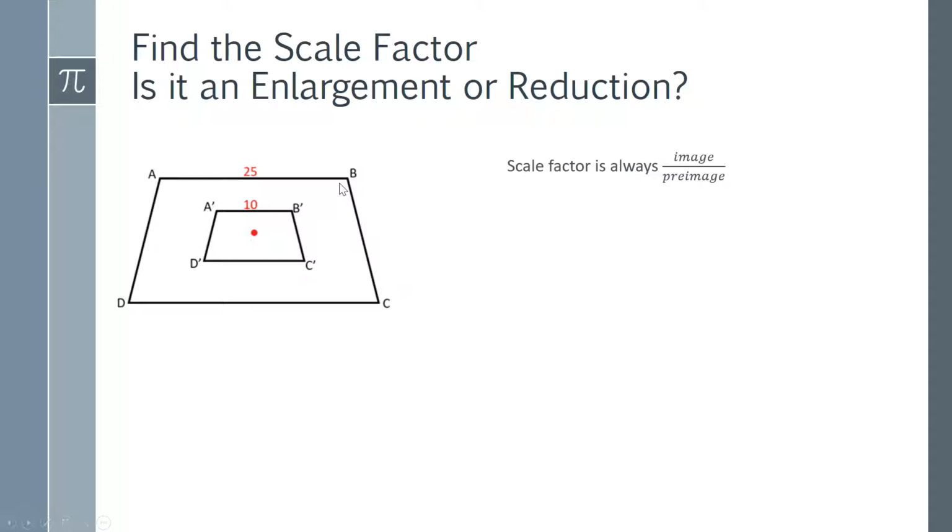Scale factor is always image over pre-image. So in this case, we're going to find A prime B prime over AB, which is 10 over 25. Both of those divide by 5, so this is 2/5. Now, because 2/5 is less than 1, this is a reduction. So that's really kind of all there is to some of these problems.